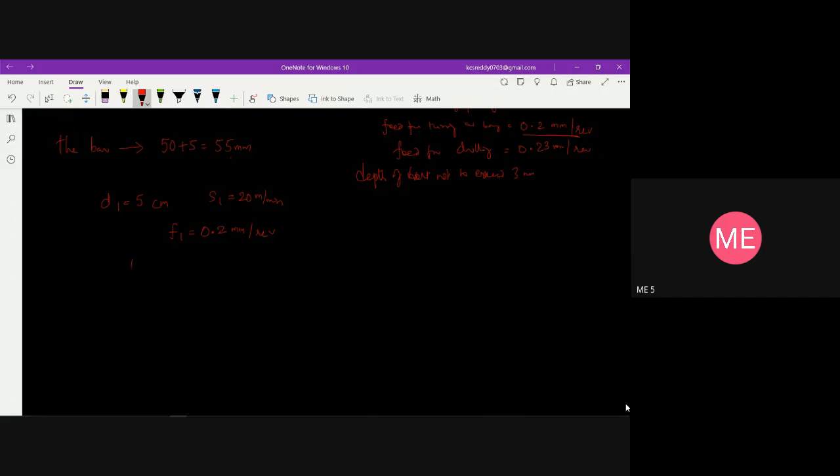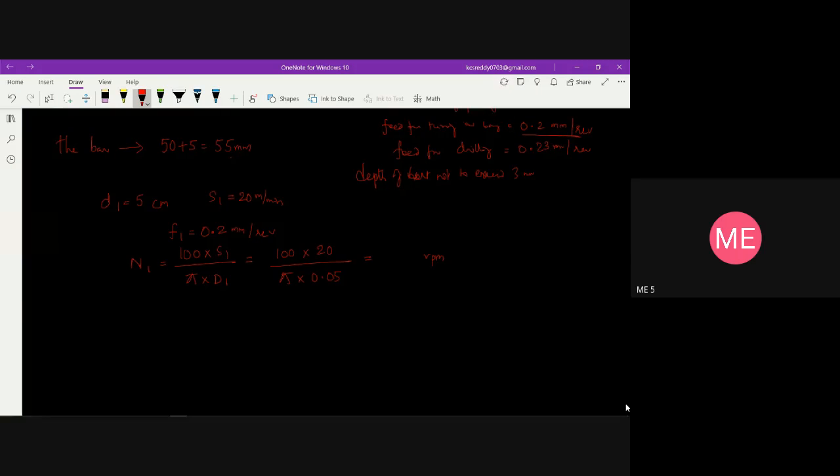So now the cutting speed N1 we can find out by using 100 into S1 divided by pi into D1. Here S1 is given as 20 meters per minute, so 100 into 20. Pi into D1 has to be converted into meters, that is 0.05 meters. So if I calculate, how much am I going to get? N1 in RPM.